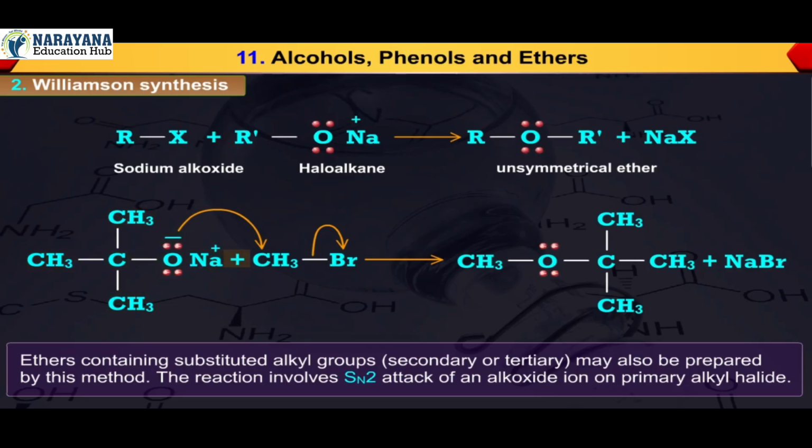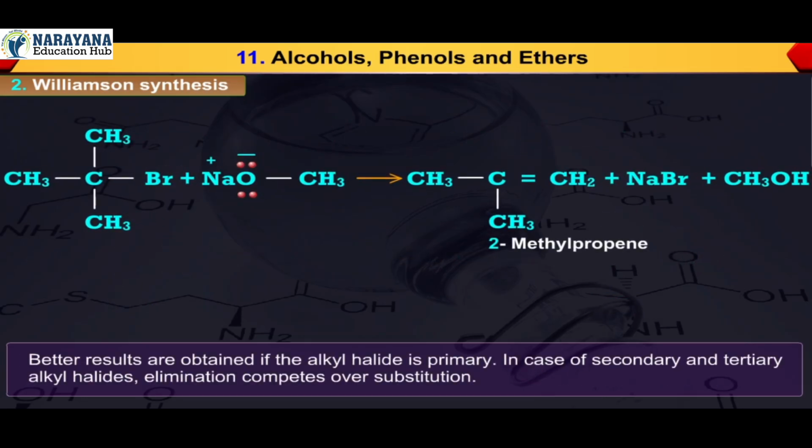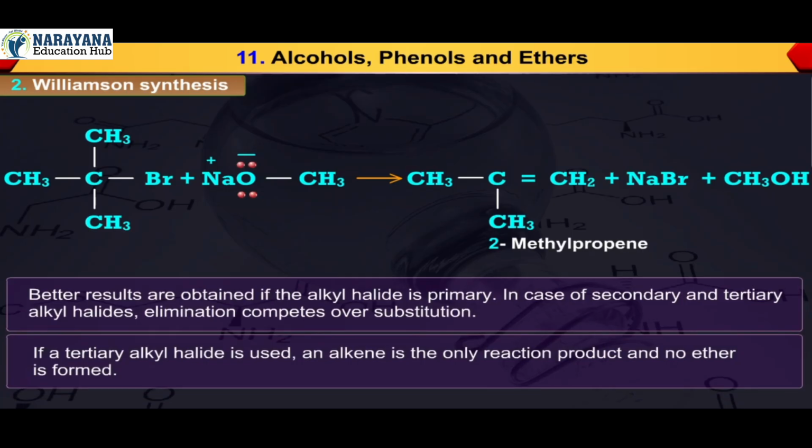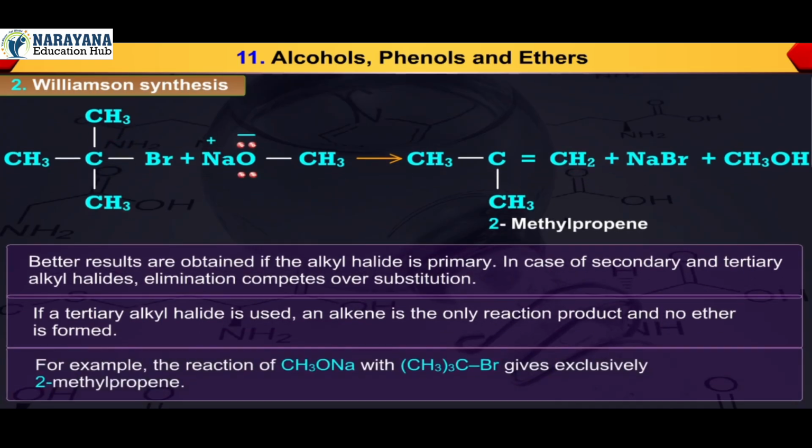(CH3)3CO-Na+ + CH3Br gives (CH3)3COCH3 + NaBr. Better results are obtained if the alkyl halide is primary. In case of secondary and tertiary alkyl halides, elimination competes over substitution. If a tertiary alkyl halide is used, an alkene is the only reaction product and no ether is formed. For example, the reaction of CH3ONa with (CH3)3CBr gives exclusively 2-methylpropene.